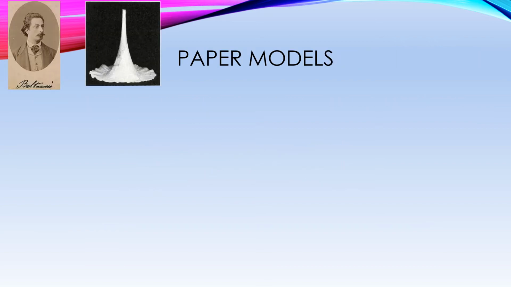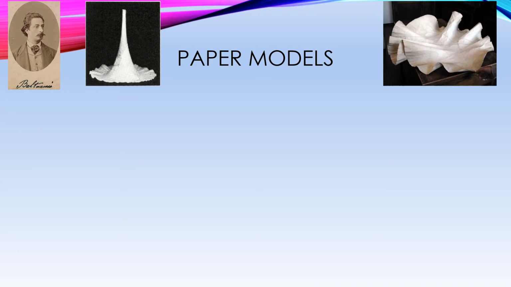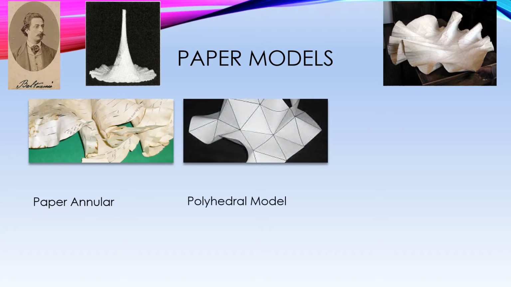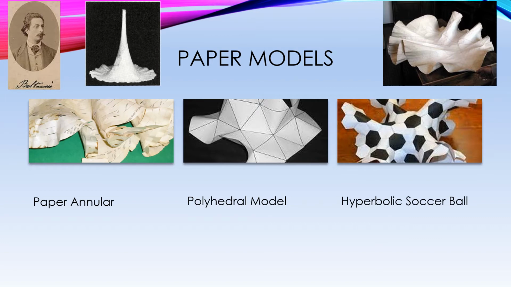There are quite a few examples of paper models created over the years. The first known model is a paper model by Eugenio Beltrami in the 1860s. Next to him is a picture of something called the pseudosphere, and from that paper pseudosphere, Beltrami cut a section of it to create this model, which is considered the first model of a hyperbolic plane. There are also, most notably, the paper annular model, the polyhedral model, and the hyperbolic soccer ball.